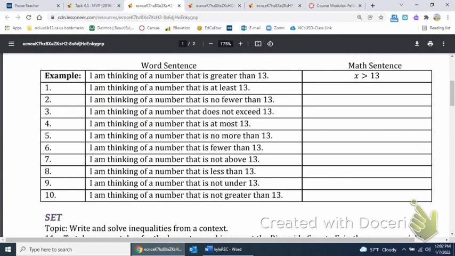Okay, so if you look at the example, they say, I'm thinking of a number. A number is X. That's why they start with X. Okay, I'm thinking of a number that is greater than 13. So that would be X is greater than 13. So in Mathlish, this is what it would look like. X is greater than 13. That's the whole reason we want to write the inequalities, is so we don't have to write out all the freaking words.